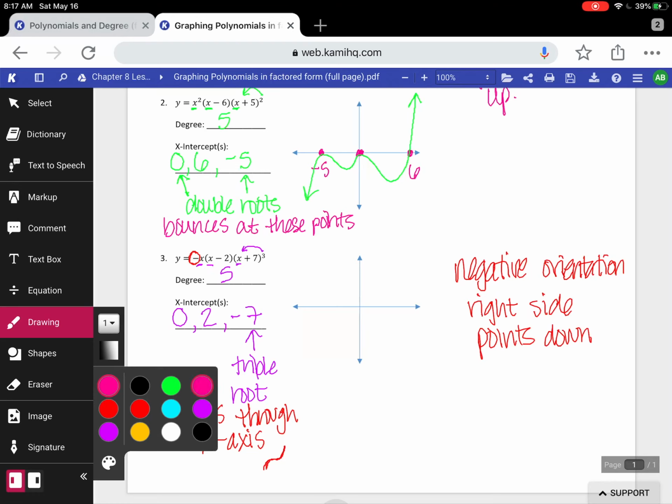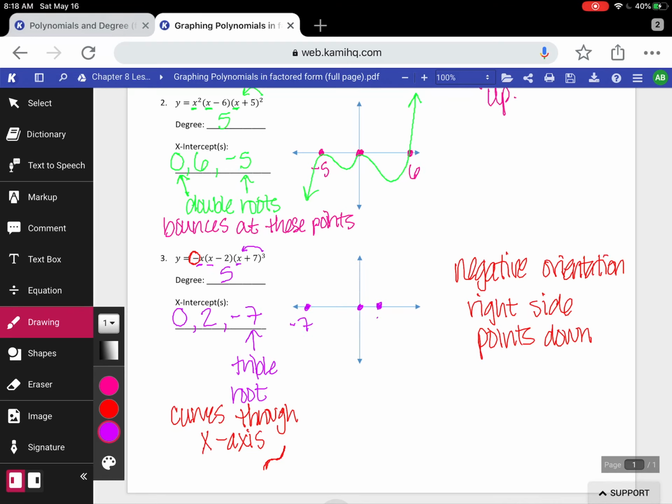Okay, so if we go ahead and label our points here, we have 0, 2, and -7. And then we're going to go ahead and draw our curve. We know the right side points down, so we're going to start down here. We're going to pass through 2, pass through 0, and then our curve here is going to do the little curve through -7.